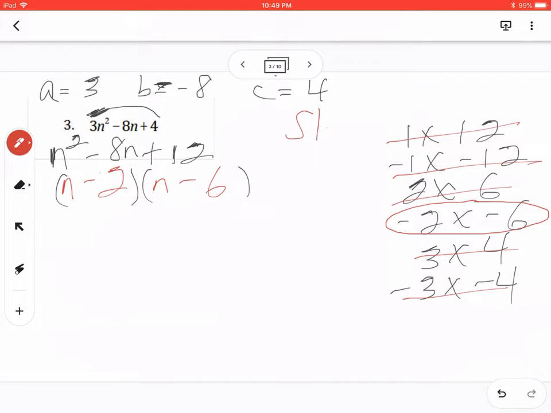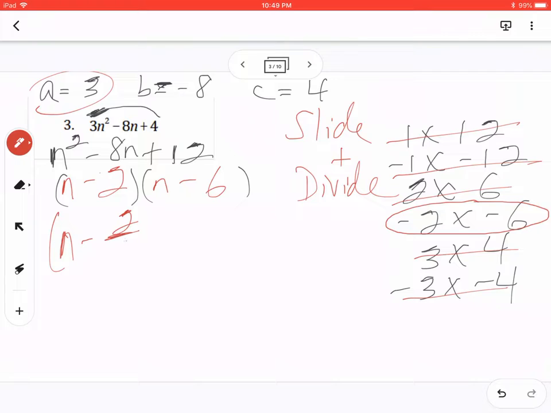Now again, this method is known as slide and divide, so now we're going to go up to the divide part of it. I said earlier that we temporarily dropped the A value. The A value is still 3, so that's going to have to come back into play, and that's what's going to happen now. What we do is we take our expressions here, n minus 2, and that value, -2, has to be divided by 3. In the same way, n minus 6, the 6 has to be divided by the 3, the A value.